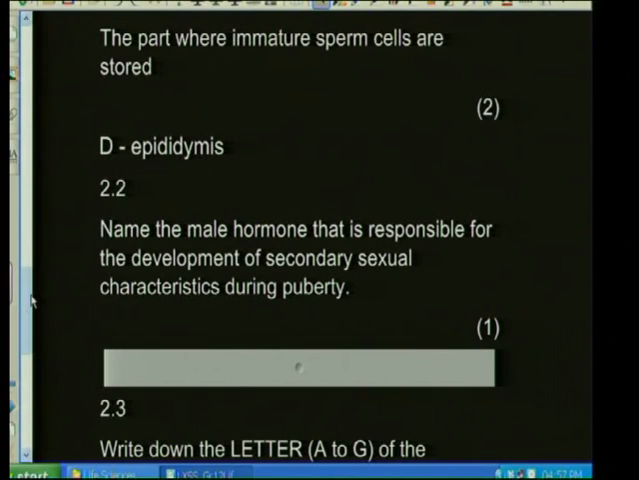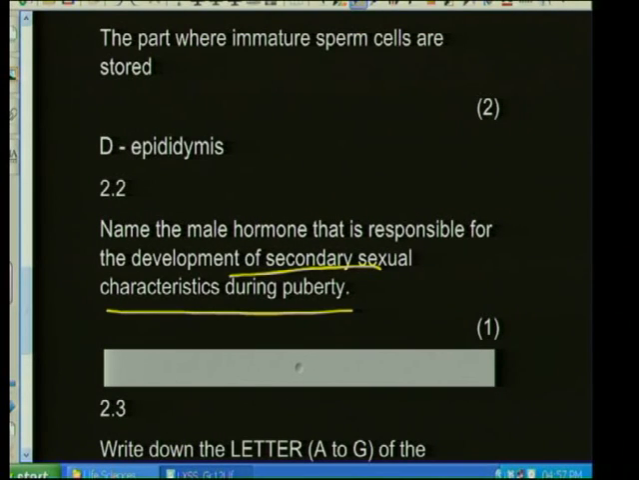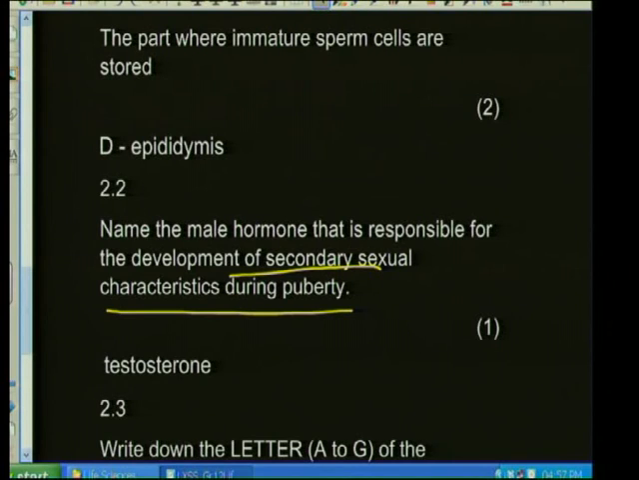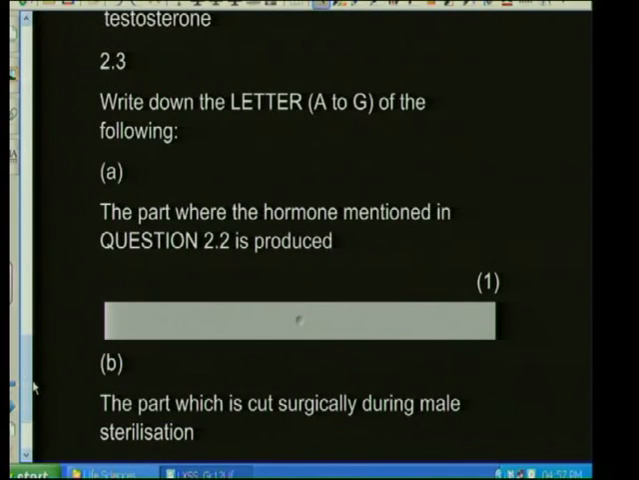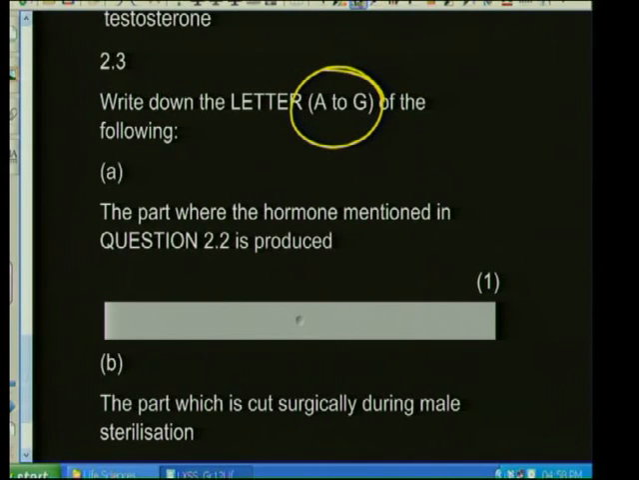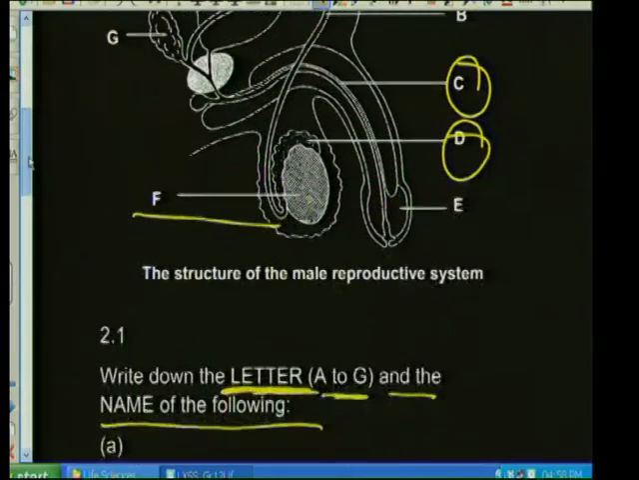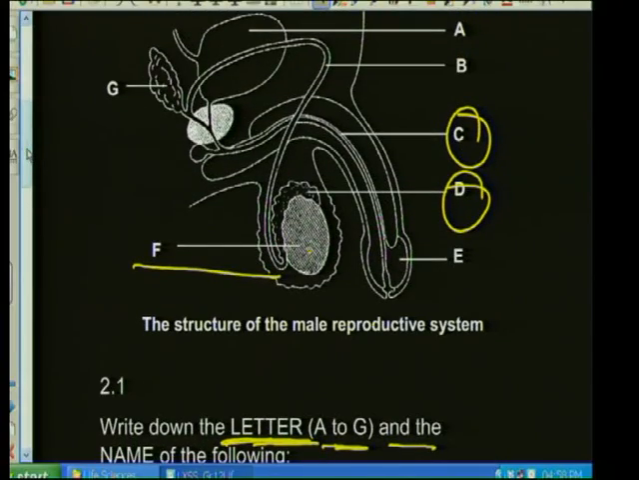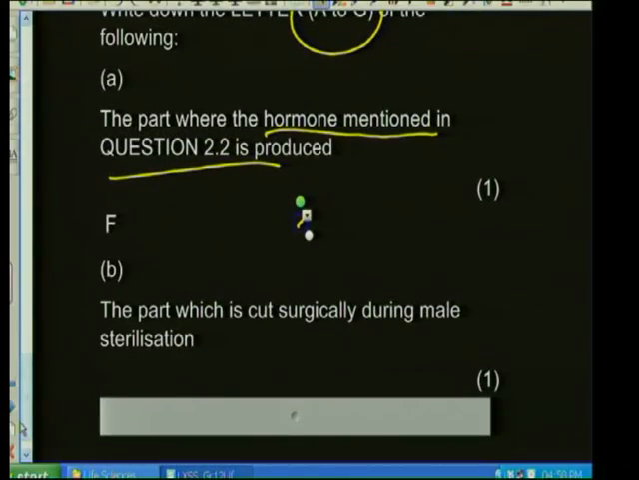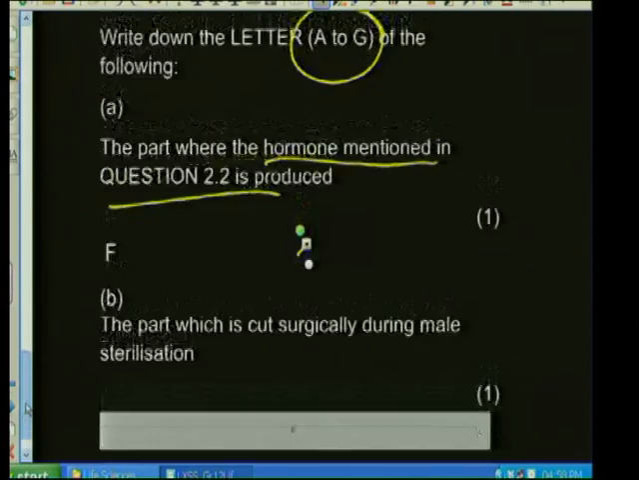Name the male hormone that is responsible for the development of secondary sexual characteristics during puberty. Straightforward recall question. The answer is testosterone. Write down the letter A to G of the following. The part where the hormone mentioned in question 2.2 is produced, that would be the part F in this case here, and that will be in the testes, obviously. And here they only asked you for the letter. They did not ask you for the name.